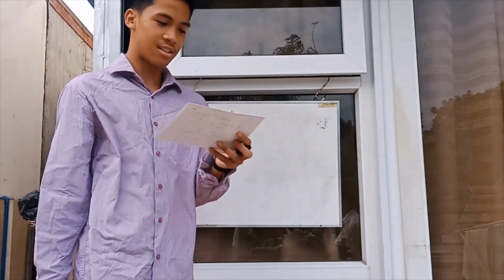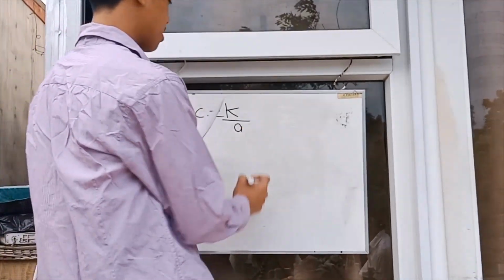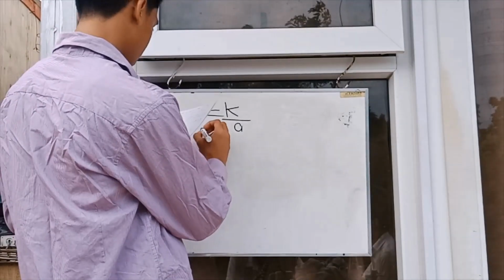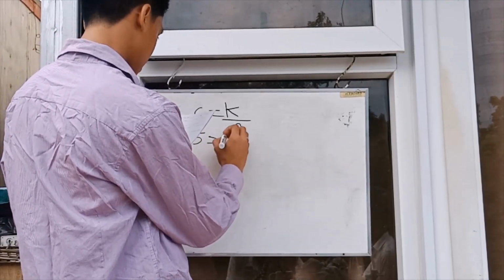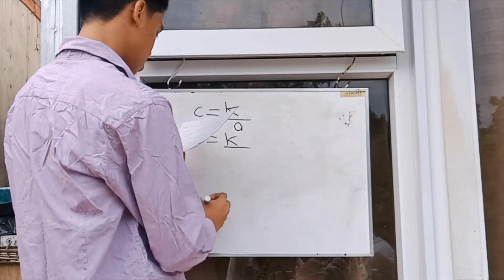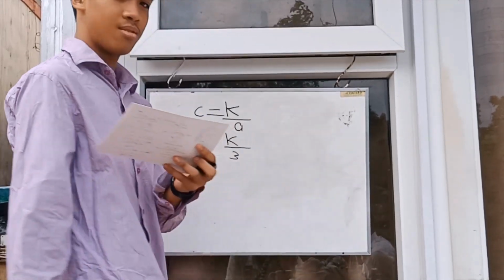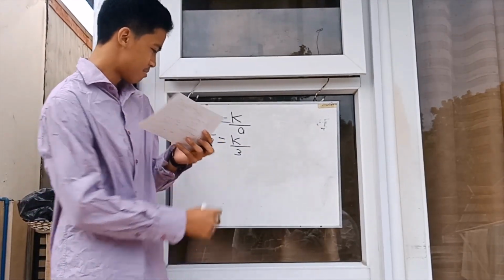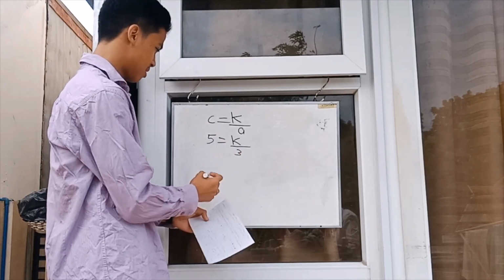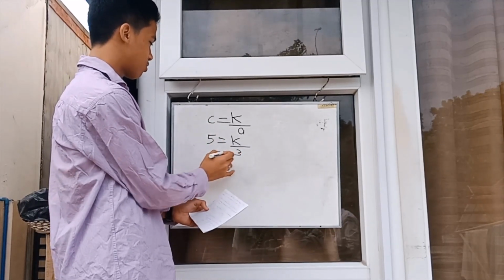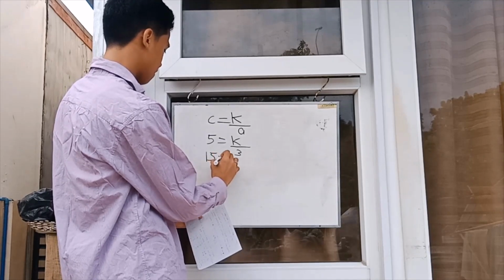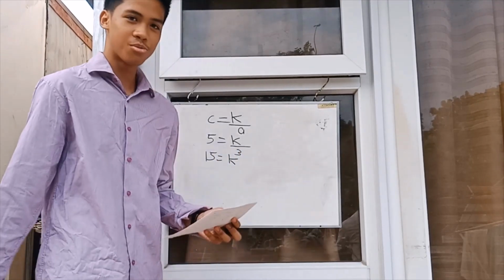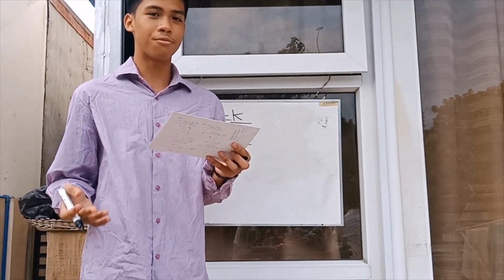It says here that C is equal to 5 and A is equal to 3. So, let's start substituting. C is equal to 5 and A is equal to 3. Then, the next step is to multiply C and A. So, 5 times 3 is equal to 15. There you go. Now, you found the value of k.